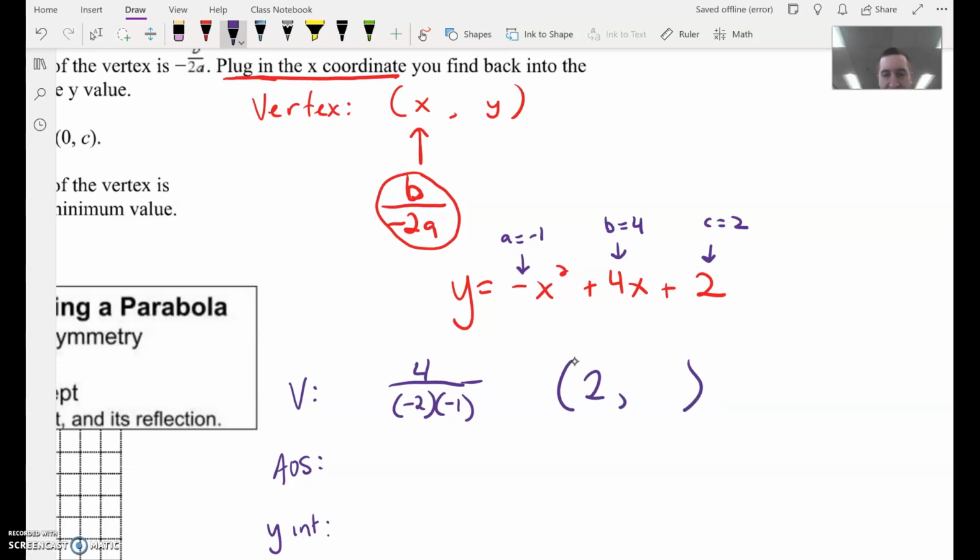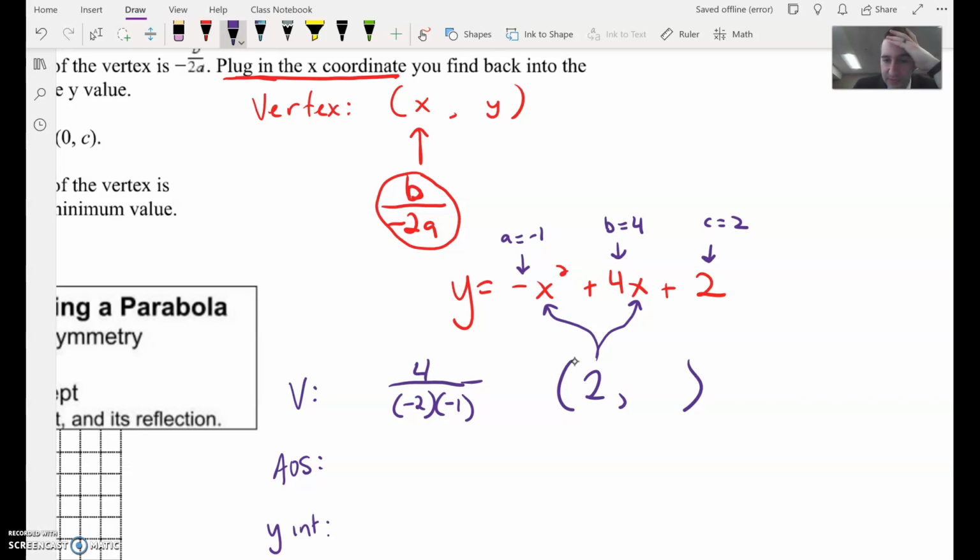We just did this little math off to the side, and we found that the vertex is at 2 comma something. How do we find that something? How do we find the y that goes with it? Well, we plug this 2 right here back into the equation, and we simplify.